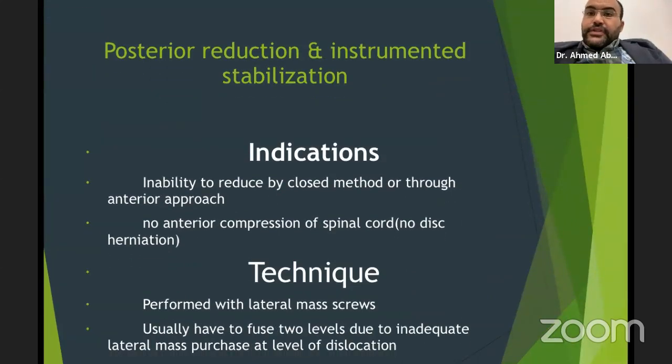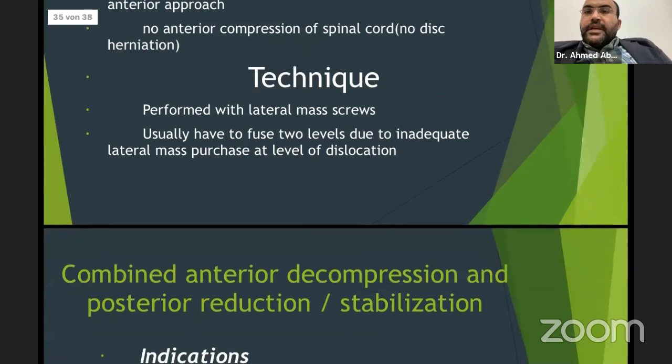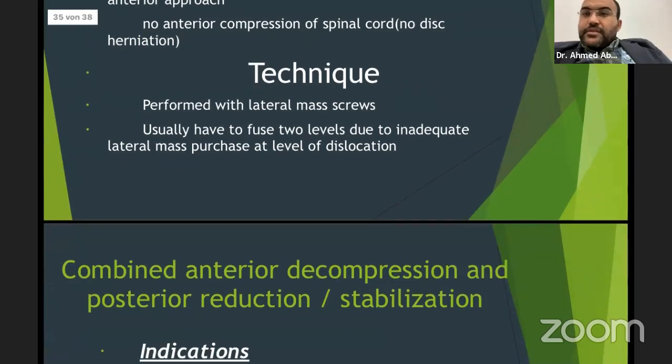The posterior reduction is indicated in inability to reduce by closed method or through anterior approach, with no anterior compression of the spinal cord and no disc herniation. The technique we perform is with lateral mass screws, and usually we have to fuse two levels due to inadequate lateral mass purchase at the level of the dislocation.